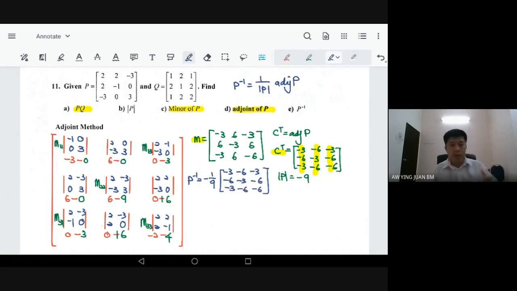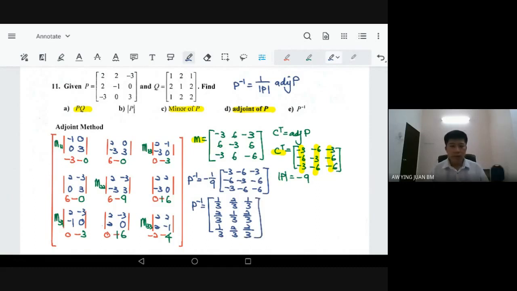So do remember, simplify the situation. So we will have P inverse is equal to the bracket, okay, 1 over 3 and then 2 over 3, 1 over 3, 2 over 3, 1 over 3, 2 over 3, 1 over 3, 2 over 3, and 2 over 3. So that will be the inverse for the matrix P.